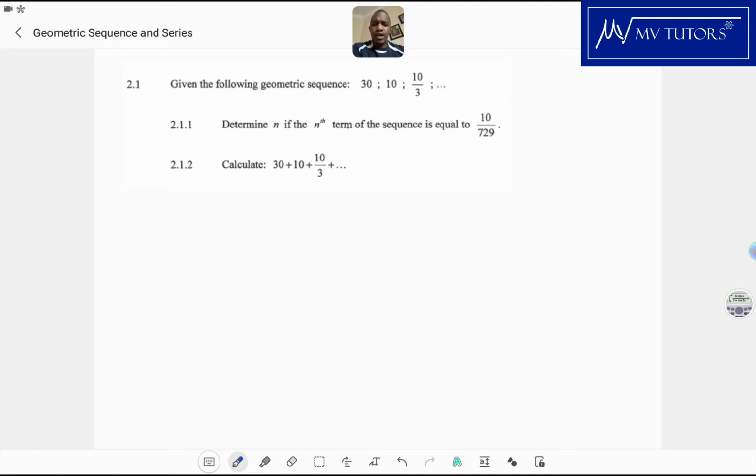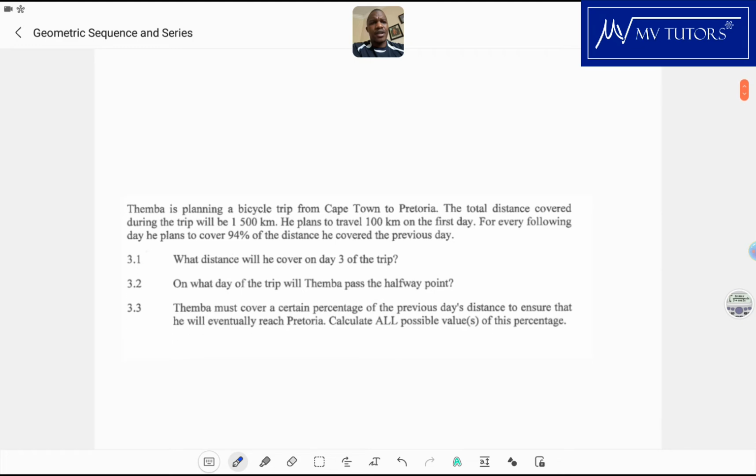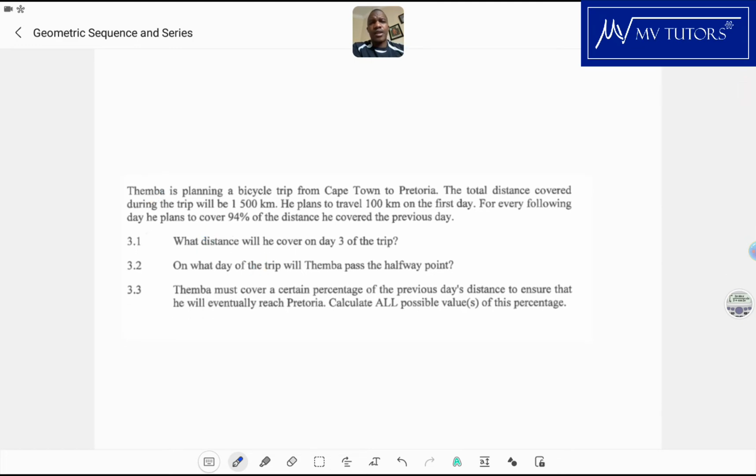And then I also like to present before you a practical presentation of where we would use this geometric series, or where this lesson is applicable. Now here is a question. As you can see, it's in words, meaning it's a practical calculation you might have to do. It says Temba is planning a bicycle trip from Cape Town to Pretoria. The total distance covered during the trip is 1,500 kilometers. He plans to travel 100 kilometers on the first day. For every following day, he plans to cover 94% of the distance he covered the previous day.